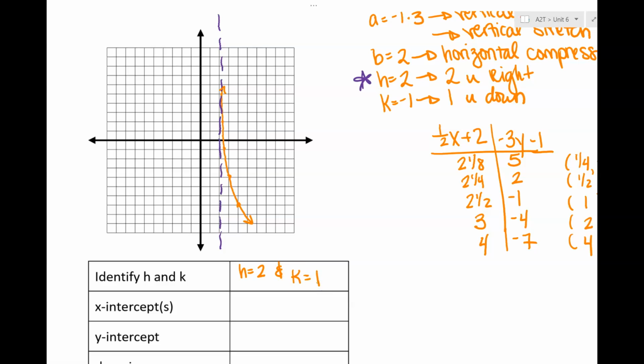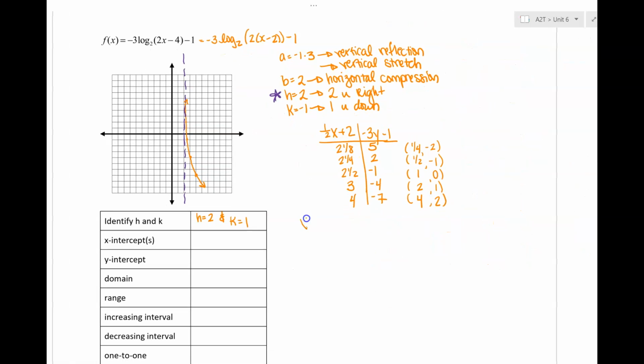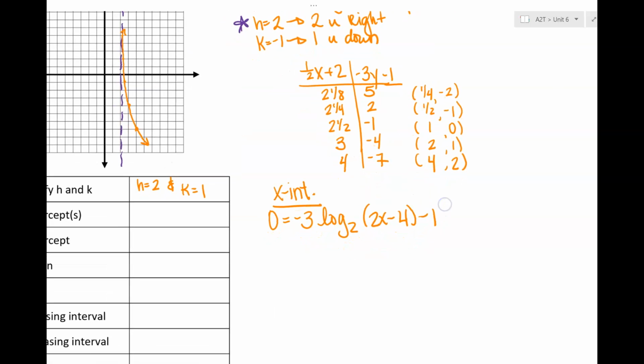There is an x-intercept. Oh, but I don't know what it is. So we get to solve. Okay, so for the x-intercept, we're going to plug in 0 for y. So 0 is equal to -3 times the log base 2 of 2x minus 4 minus 1. You're more than welcome to use the factored out form or non. You're solving the exact same equation. It doesn't matter. So I'm going to add 1. It equals -3 times the log base 2 of 2x minus 4, divided by -3. So we have the log base 2 of 2x minus 4 is equal to negative 1/3.